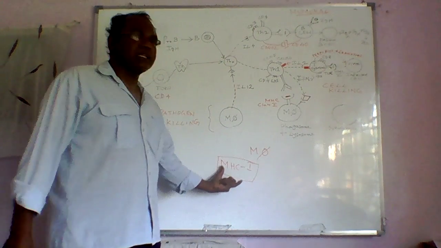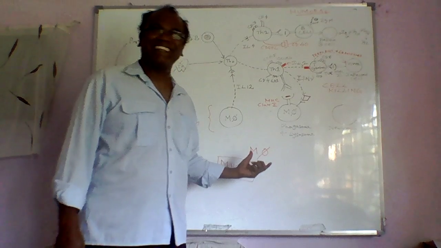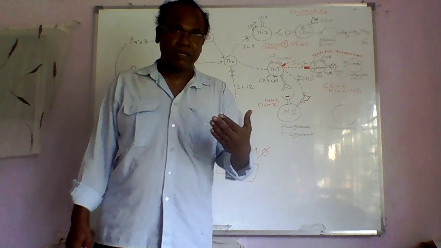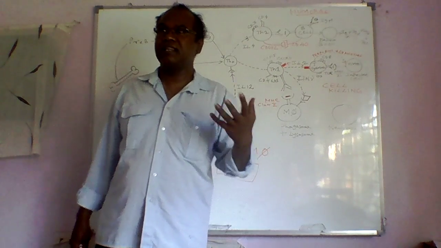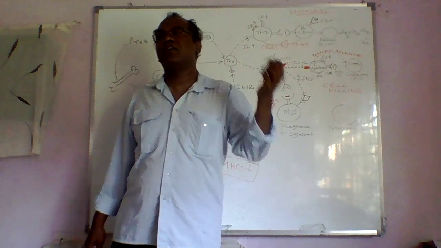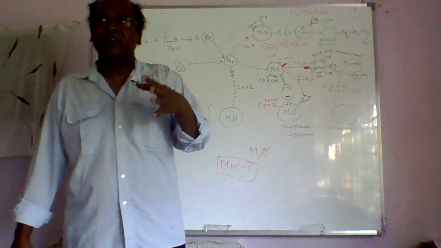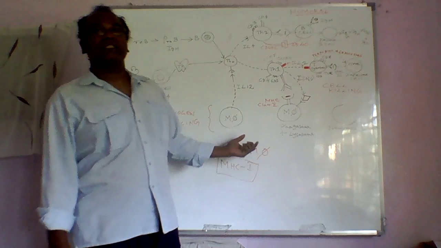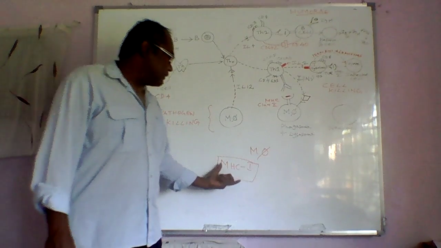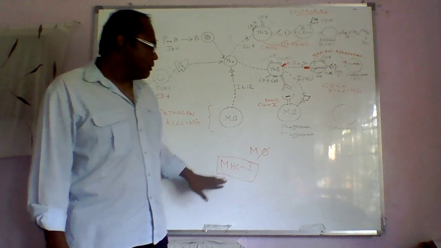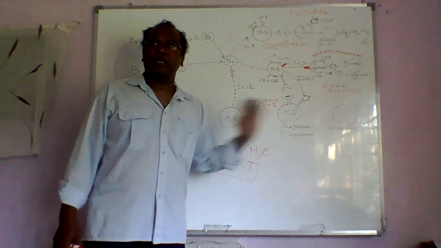So this MHC class 1 is present on all nucleated cells. Red blood cells are not nucleated, which means they do not have a nucleus. I'm sure in cell biology you have studied that cells do have a nucleus, and inside the nucleus is where you have all your genetic material, your DNA and all that. So every nucleated cell has MHC class 1, and red blood cells are not nucleated. I just wanted to make this point in passing.